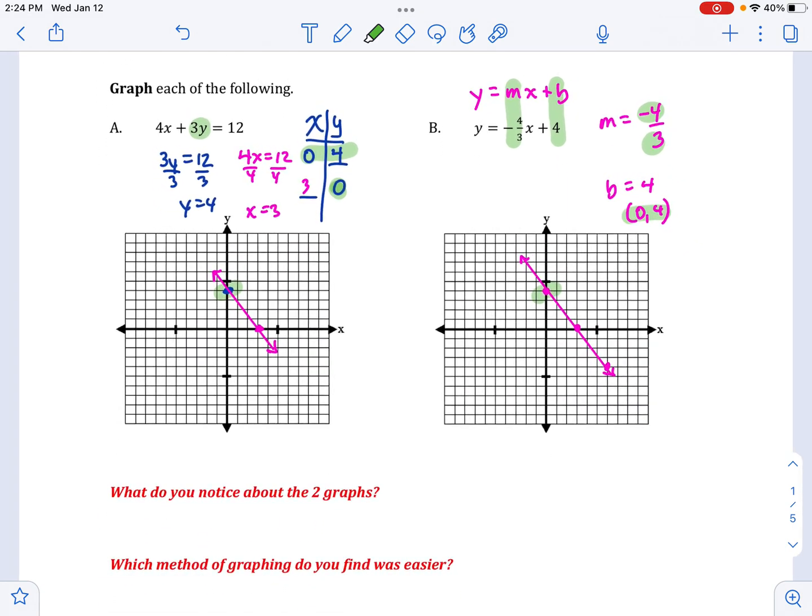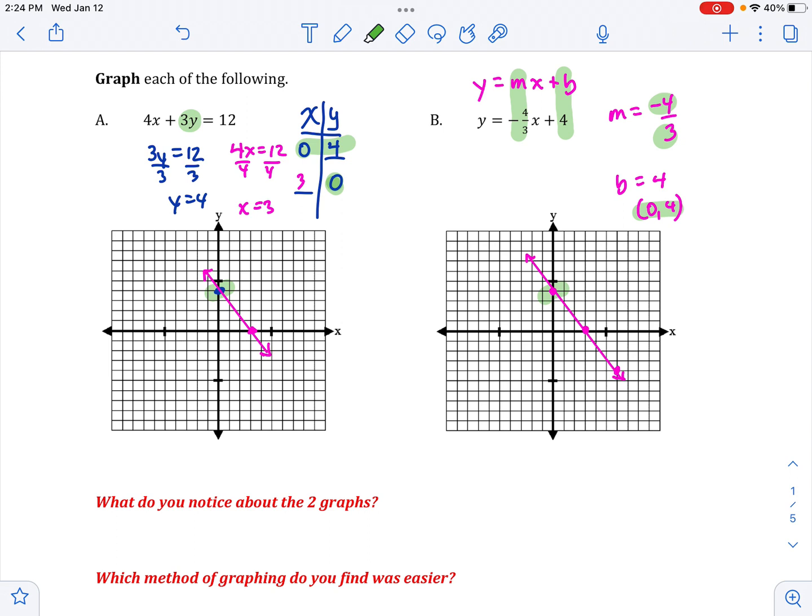Now that I know that they are the same, which method of graphing do you find is easier? Well, this is an opinion, so you get to have your own opinion. But in my opinion, I find graphing B easier. And the reason is, if you look at A, you had to create equations, you had to make a chart, you had to come up with 2 points and then connect. Whereas on B, all I had to do was look at the equation and identify the slope is -4/3, the y-intercept is 4, and then start graphing right away. So I find B to be easier.